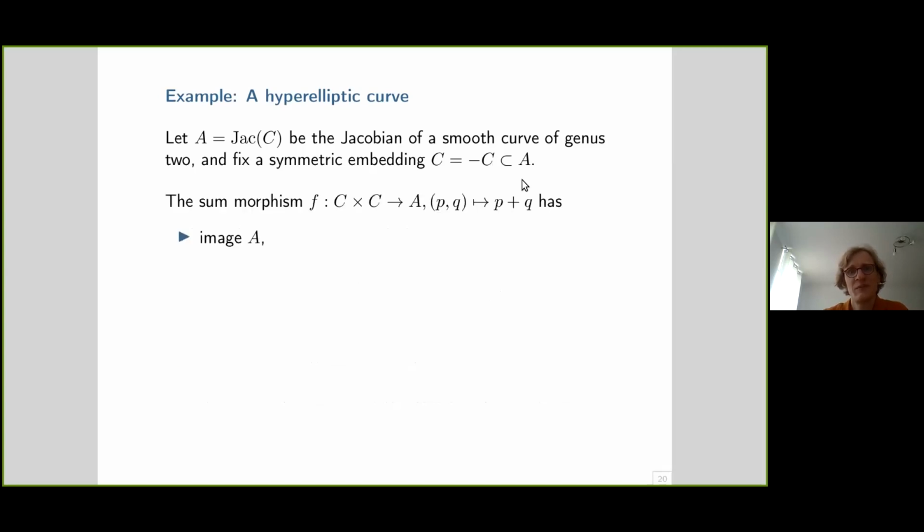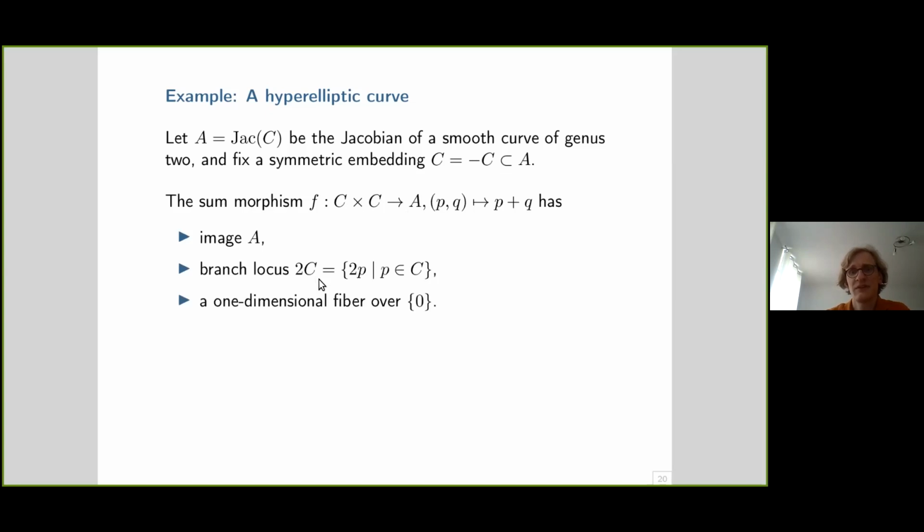And now we look at the sum morphism from C times C to A. This is what we want when we want to compute the convolution product of delta C with itself. Because the genus of C is 2, the image is all of A. So this is a generically finite cover of degree 2. Then it's branched, of course, on the image of the diagonal, because A is birational to the symmetric product of the curve. So the branch locus is 2C.